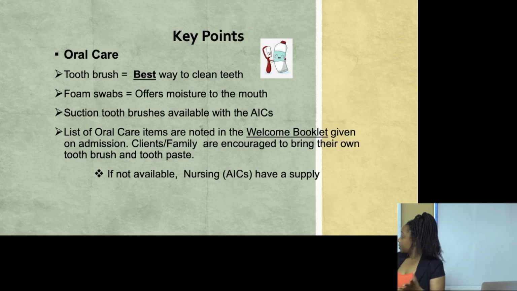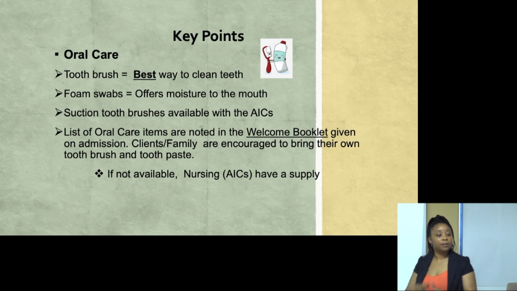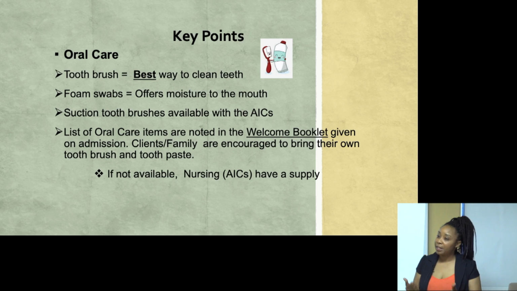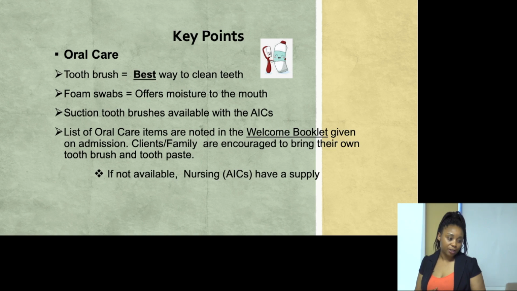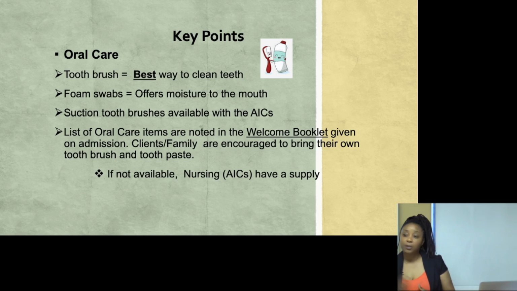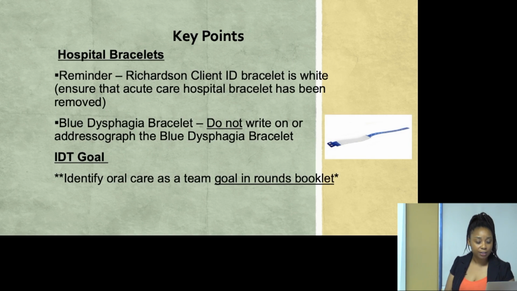Every single member of the team can always reinforce this, especially in the first couple of days after admission. When the family comes to visit, check the drawers. Does the patient have a toothbrush? Don't be ashamed to ask for a toothbrush. It is essential for the patient's oral hygiene. And if unavailable, absolutely, you can always collaborate with your assistant head nurse. She has a supply for the patients.